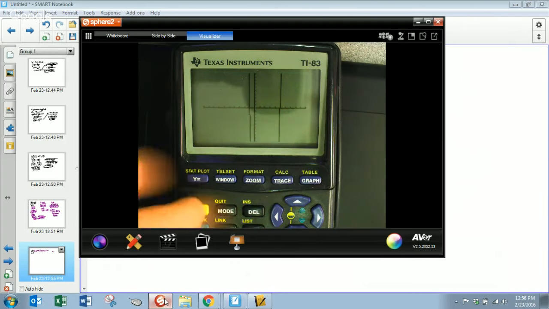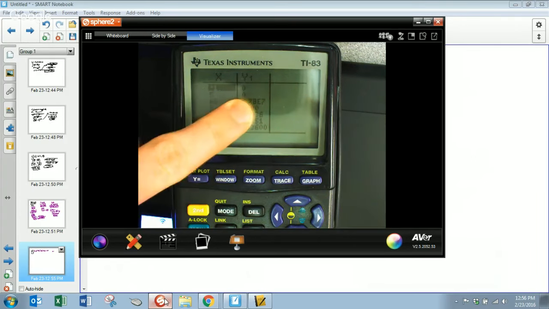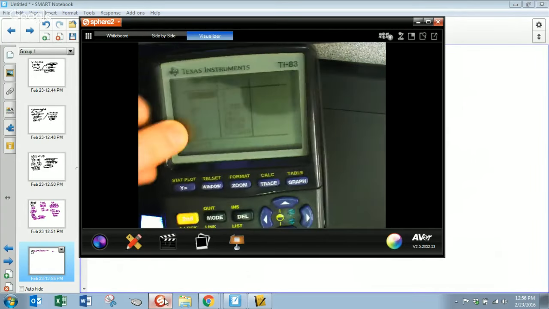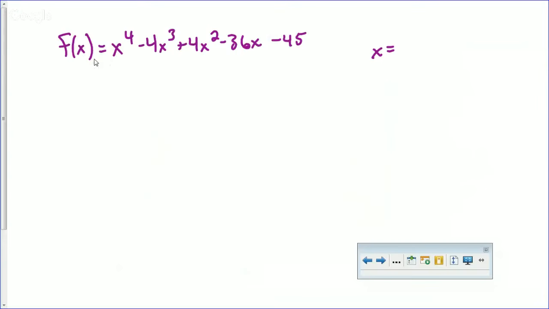So we'll go to our table, we'll punch in -1, and notice I get 0. And then we'll punch in 5, and I'll also get 0. Okay, so that tells me that they are indeed zeros. So if I go back here, you'll say -1 and 5. You might put from calculator, just so I know that you're not pulling that number out of nowhere. Okay, and then we'll use that to do some synthetic division.